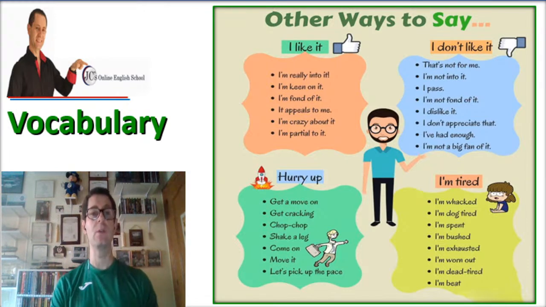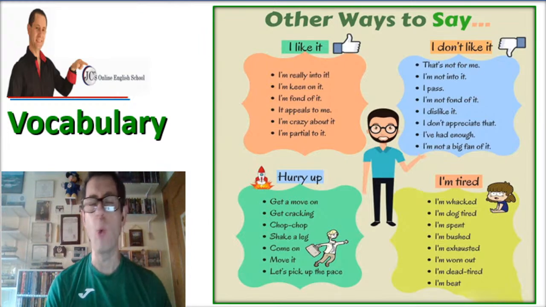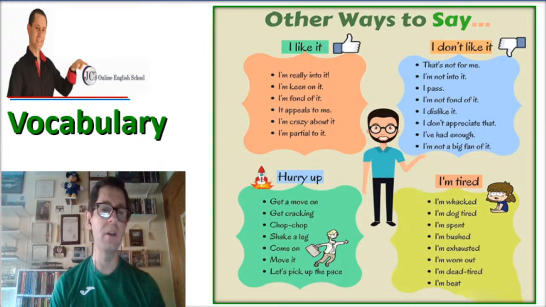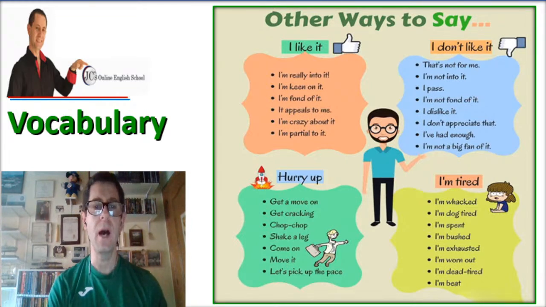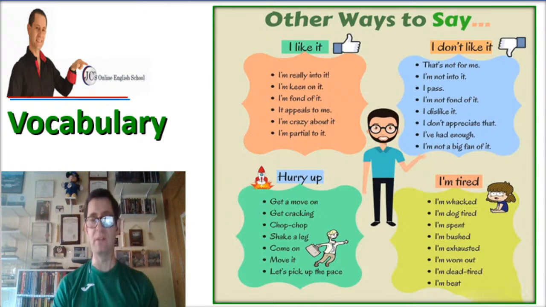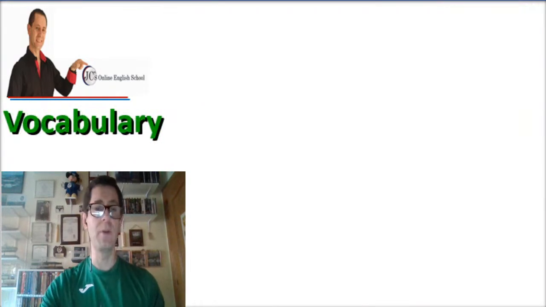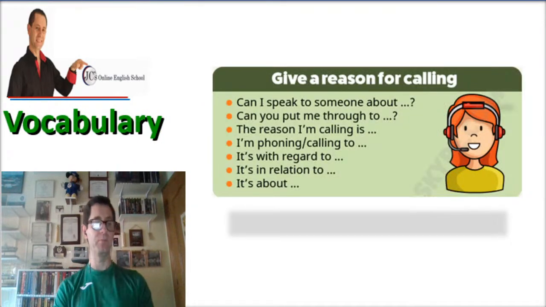And last but not least, other ways to say I'm tired are the following ones. I'm whacked. I'm dog tired. I'm spent. I'm bushed. I'm exhausted. I'm worn out. I'm dead tired. And I'm beat. Okay, so again, these are different ways to say I like it, I don't like it, hurry up, or I'm tired. Let's move on to another screen, more vocabulary.